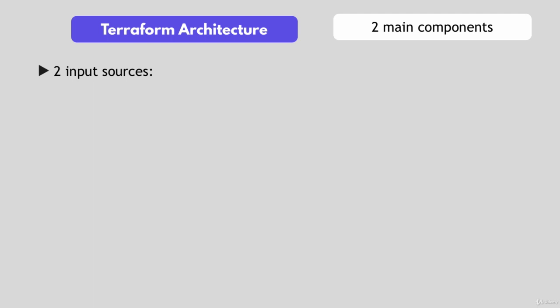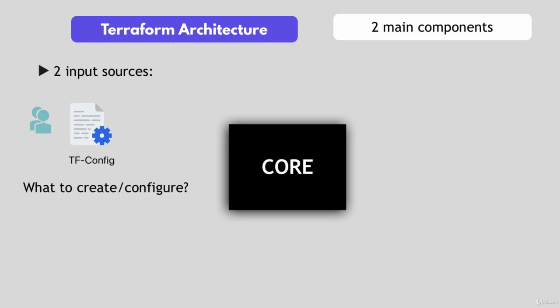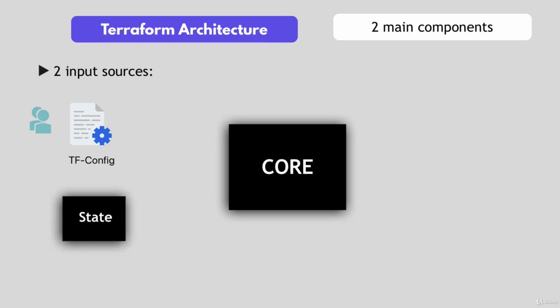The first one is Terraform's core. And the core uses 2 input sources in order to do its job. So it takes Terraform configuration that you as a user write and where you define what needs to be created or provisioned. And the second one is Terraform state, where Terraform keeps the up-to-date state of how the current setup of the infrastructure looks like.